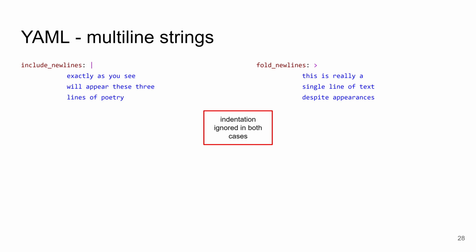The second type of multi-line string in YAML actually folds new lines. So that's the greater than sign. In this case, in the YAML file, the string is written as multi-line, but it is loaded as a single line text value. Again, note the indentation here, and the indentation is ignored in both cases, whether you preserve the new lines or not.